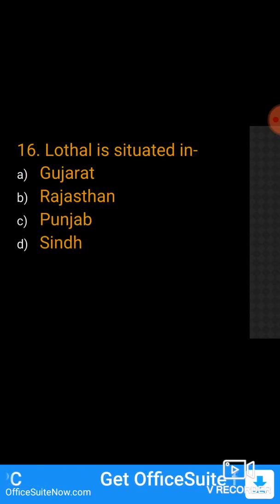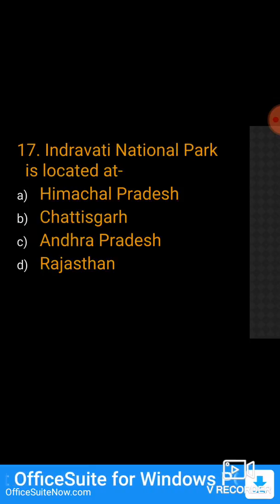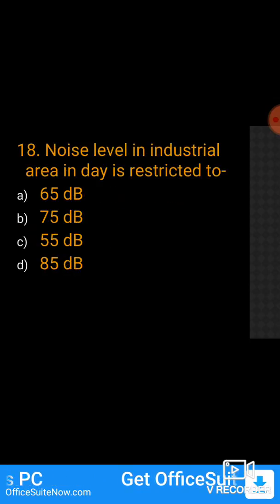16th question is Lothal is situated in. So answer is Gujarat. Correct option is A part. 17th question is Indravati National Park is located at. So answer is Chhattisgarh. Correct option is B part. 18th question is noise level in industrial area in day is restricted to. So answer is 75 decibel. Correct option is B part.